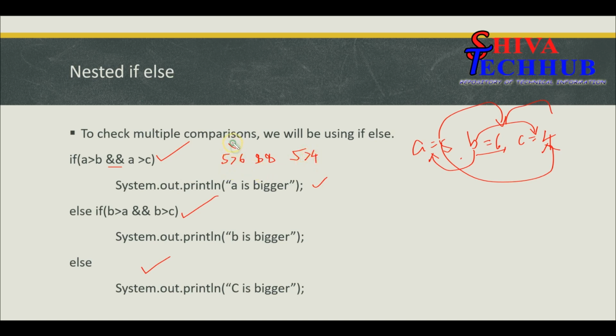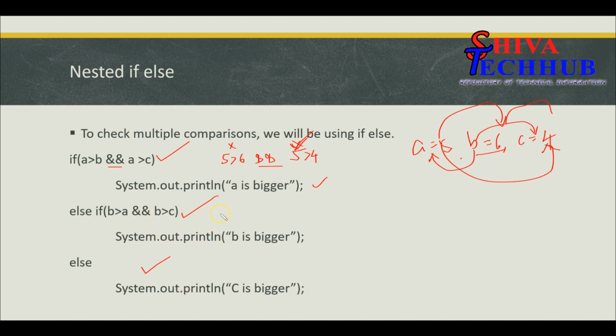So this statement is false and this statement is false, right? Oh sorry, this is false and this is true. 5 is greater than 4, right? So in this case, as the operand indicates, both the conditions should be true. Since here only one condition is true, it will automatically check the next condition. Until both the conditions are true, it keeps on checking, right?